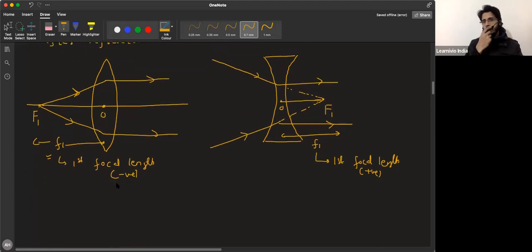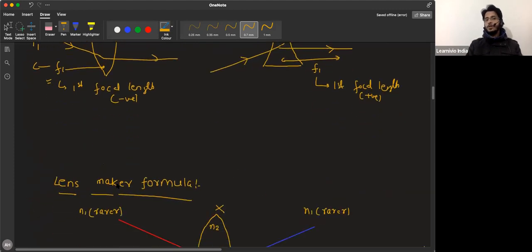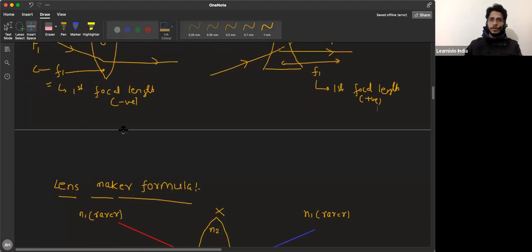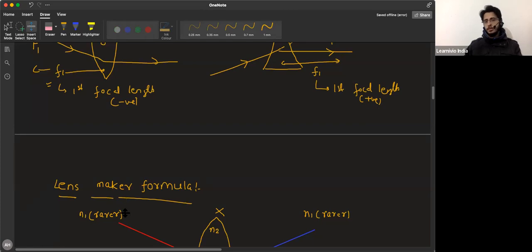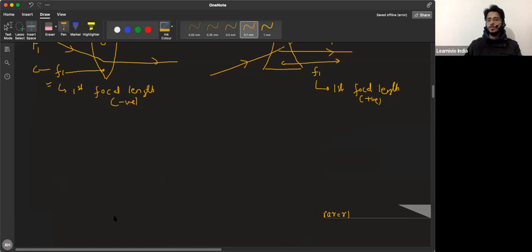But the first principal focus is not very useful. We don't use this quantity in numericals or in derivations. Whenever I say focus of a lens, that doesn't mean the first principal focus. When we say focus, we mean the second principal focus. When we say focal length of a lens, we mean the second principal focal length of the lens, not the first principal focal length.